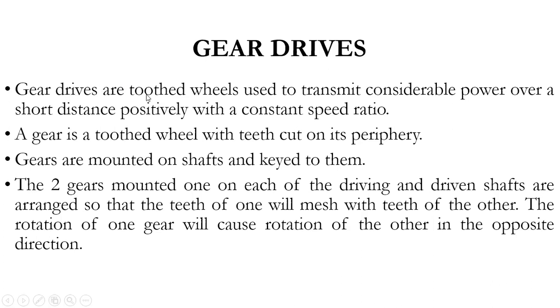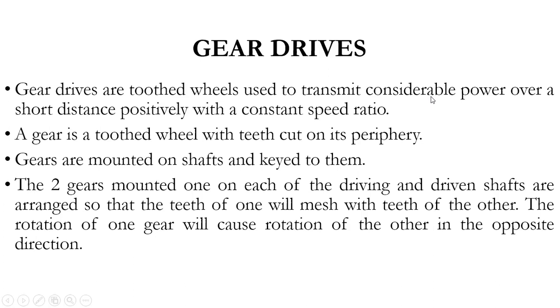Gear drives are toothed wheels used to transmit considerable power over a short distance positively with a constant speed ratio. So this is why gear drives are made use of. These are the toothed wheels, meaning the wheels on the periphery of which the teeth are cut. So those are the toothed wheels used to transmit a considerable amount of power over a short distance positively with a constant speed ratio.